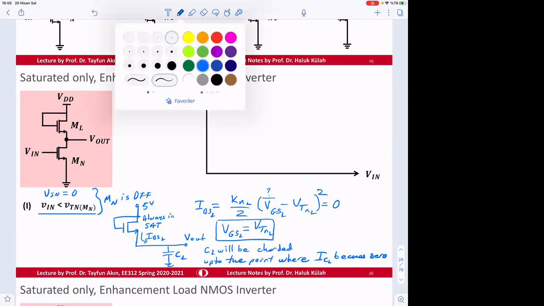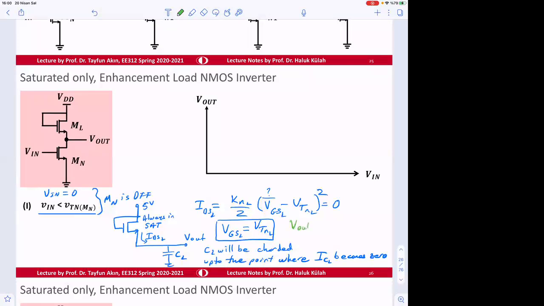So what is V out? This is V gate to source of L. Instead of saying 5, VDD minus VTN of L. Is that clear?